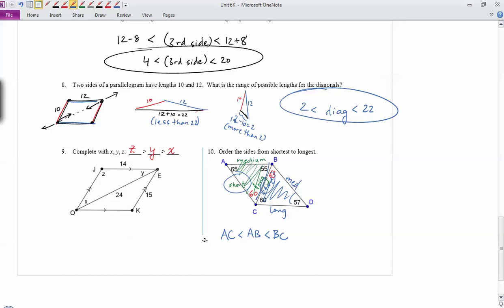That's the long side of the green triangle, which is the short side of the blue triangle. And then I just keep going with blues. So I go short, then to medium, and then to long, CD. So there we go. I hope that helps a little bit.